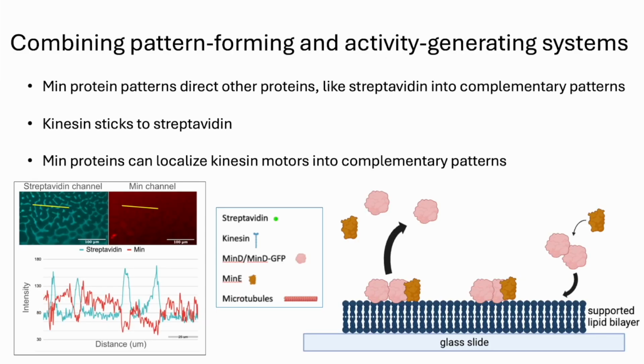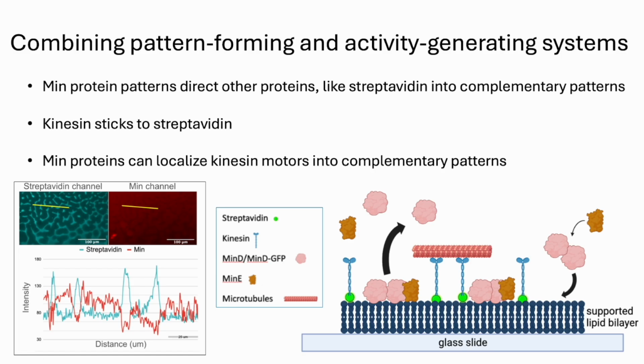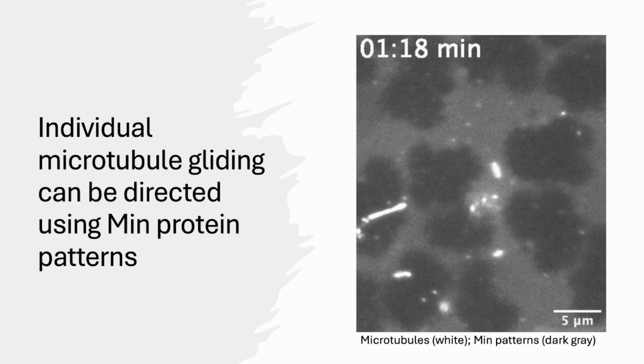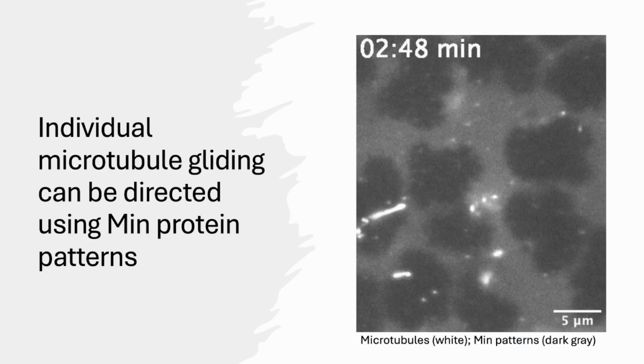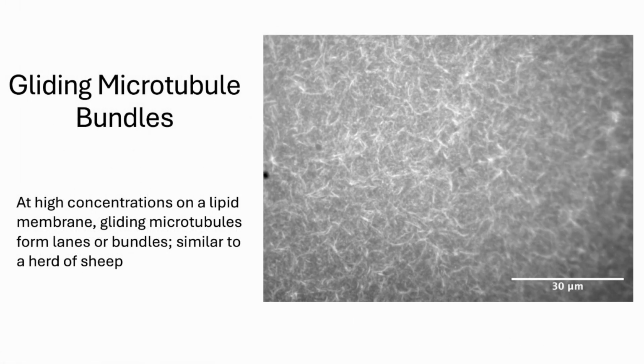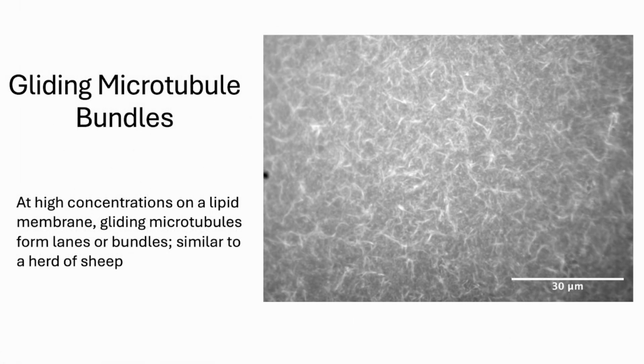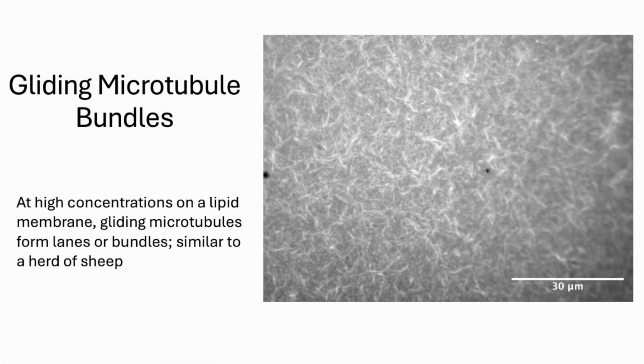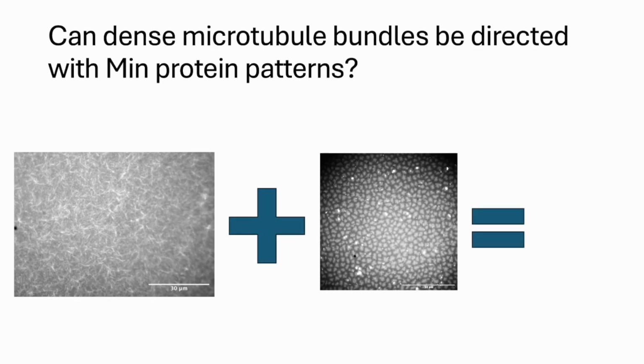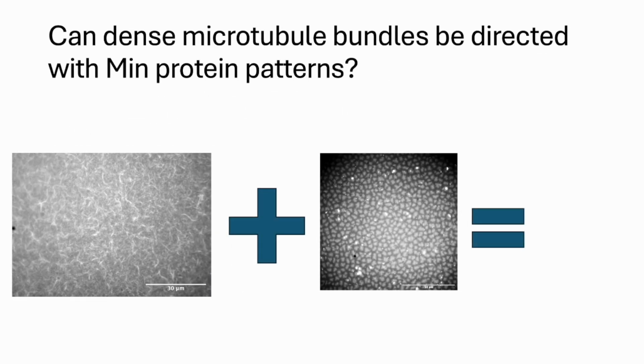We can combine the pattern-forming MinDE and activity-generating microtubule systems because of a protein called streptavidin. MinDE proteins push streptavidin into complementary patterns. Streptavidin sticks to the motor protein kinesin, and kinesin helps our molecular sheep or microtubules move. Thus, individual microtubule motion can be directed using MinDE protein patterns. At high concentrations, microtubules will form bundles, creating collective motions similar to a herd of sheep. Our current research asks the question, can dense microtubule bundles also be directed using MinDE protein patterns?